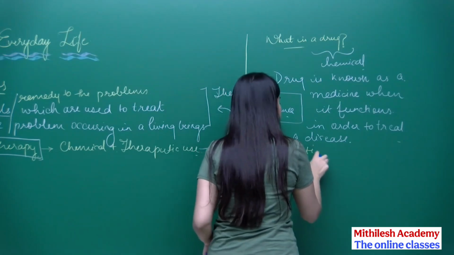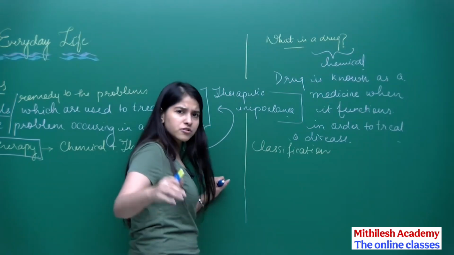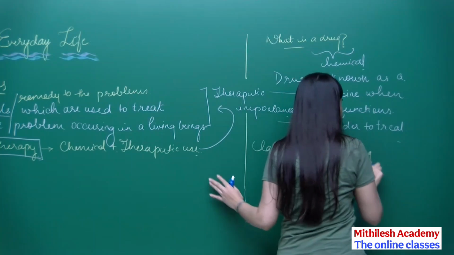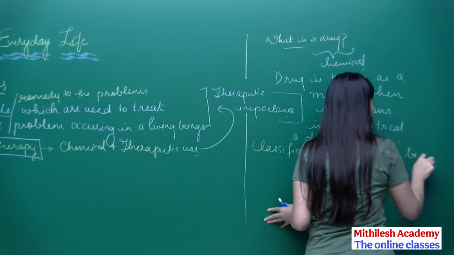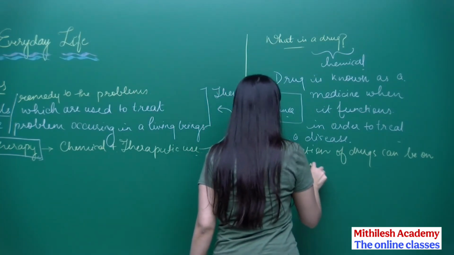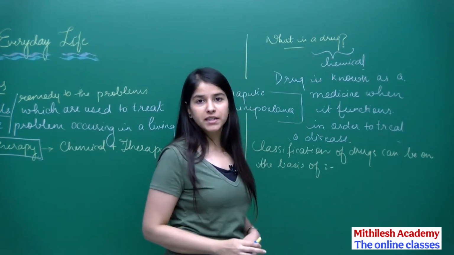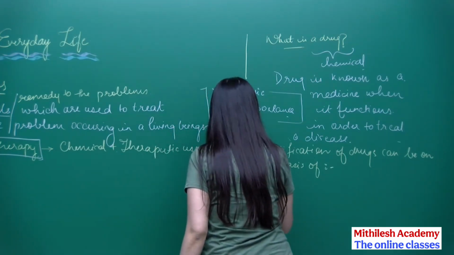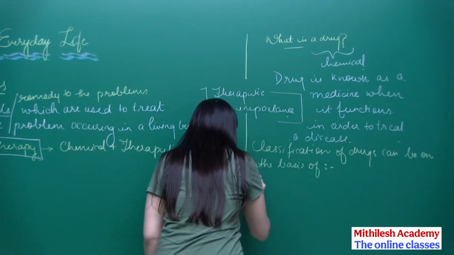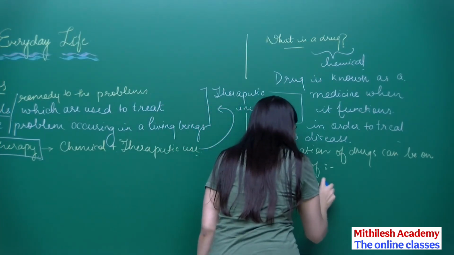So the classification of drugs can be on the basis of 4 types. So those 4 types I'll be writing down. So just write down with me simultaneously. Classification of drugs can be on the basis of number 1, pharmacological effects.